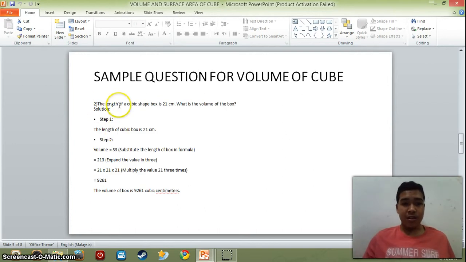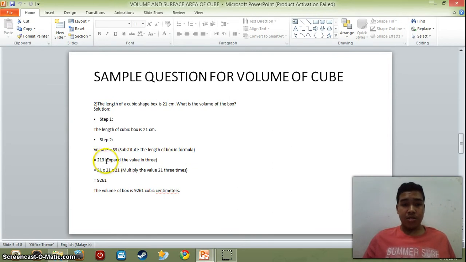Second question: the length of a cubic shaped box is 21 centimeters. What is the volume of the box? Solution: the first step, the length of the cubic box that we know is 21 centimeters. The second step is the volume equals s cubed. So we need to substitute the length of the box in the formula.